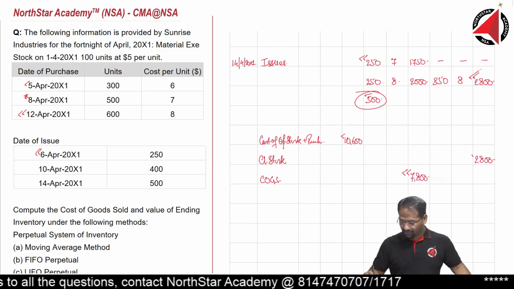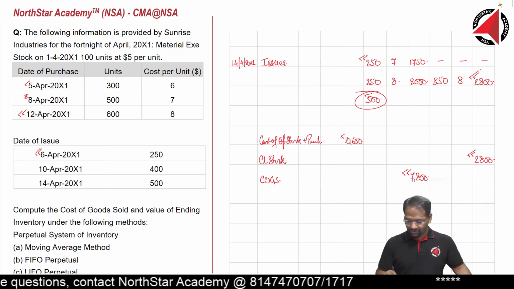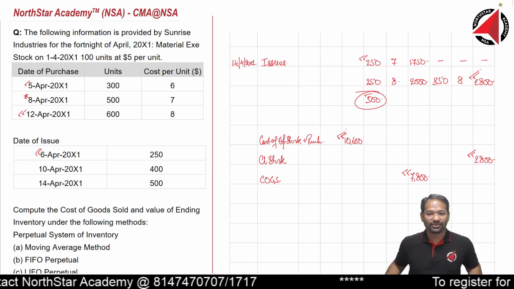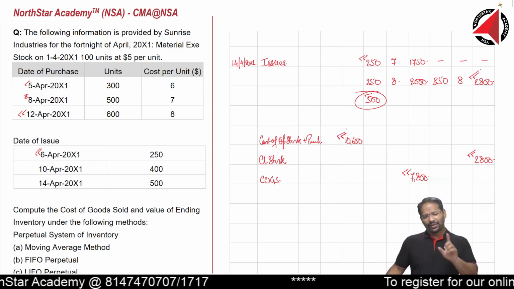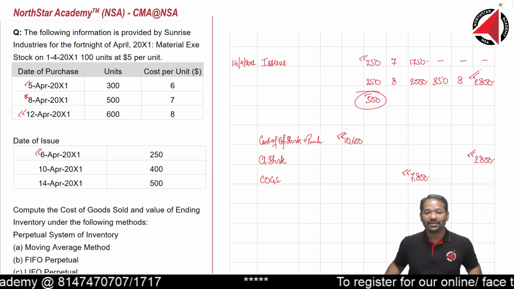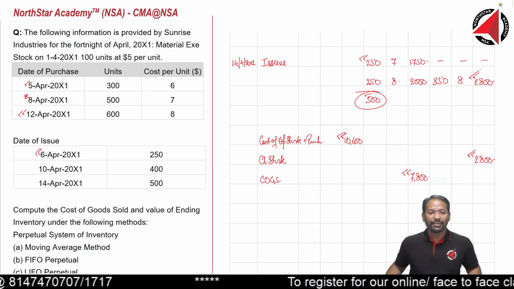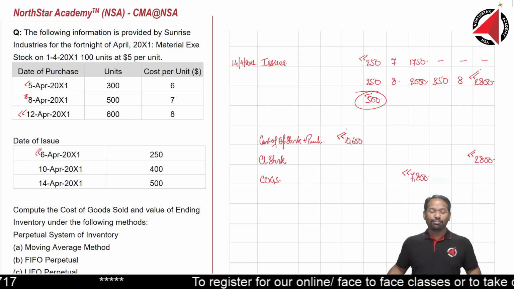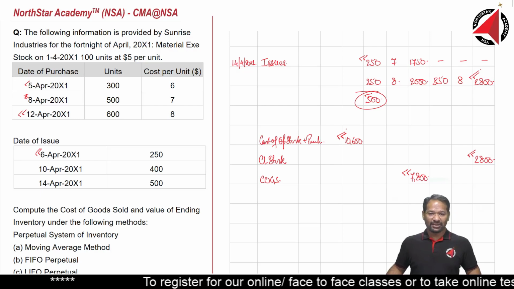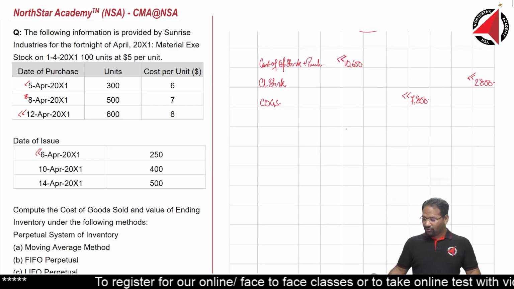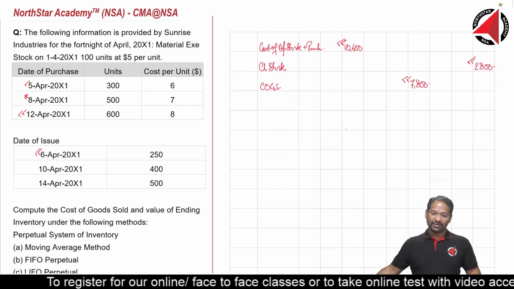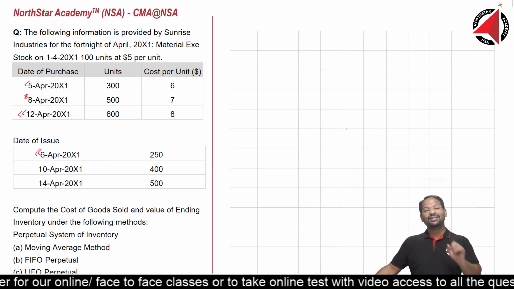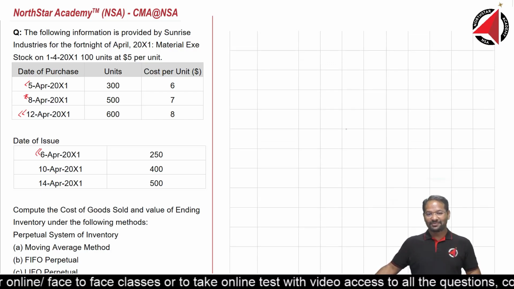Remember, cost of goods sold plus closing stock is equal to your total value of opening stock and purchases. We have done which method? We did it using FIFO perpetual method. Like I said, at the end, I will tell you more about FIFO method. Let's go on to our last method. Which is that method? Yes, LIFO perpetual.